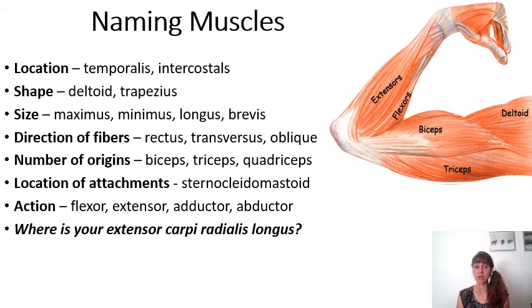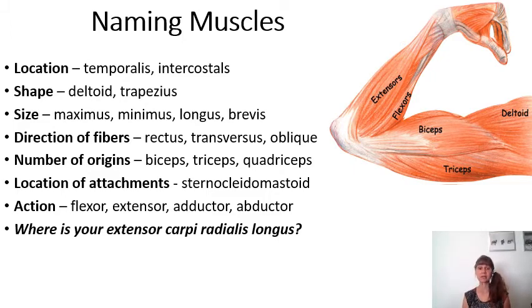Sometimes muscles are named according to the number of origins. For instance, biceps means there are 2 heads or 2 origins. Triceps means 3 heads or 3 origins. Quadriceps means 4 heads or 4 origins. Sometimes muscles are named in accordance with the location of the attachments of the muscle. Sternocleidomastoid has an attachment at the sternum, an attachment at the clavicle, as well as an attachment at the mastoid process of the temporal bone.